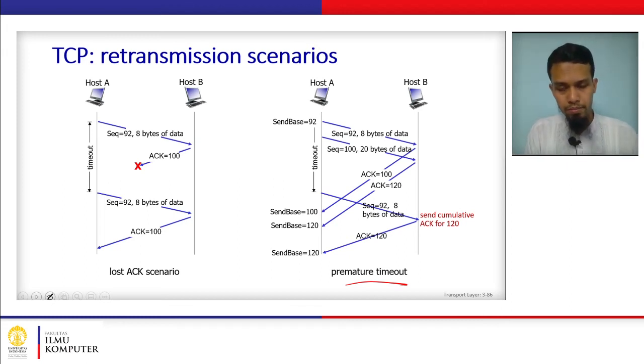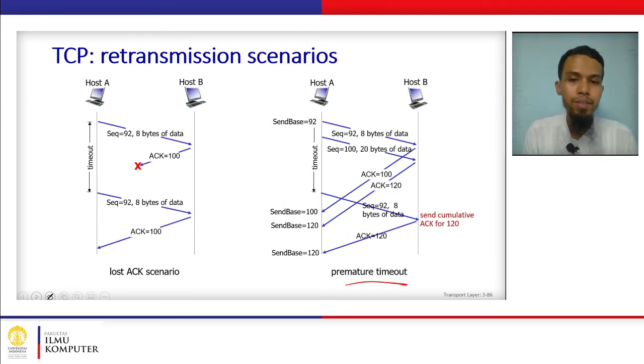So what happens after the timeout? Host A will send the segment again. Since host A doesn't receive the acknowledgement from B for both segments after the timeout, it assumes that both segments have been lost. It sends again with one segment.